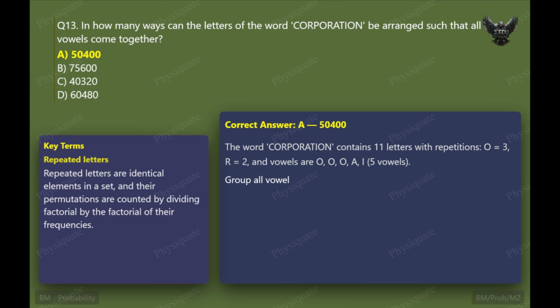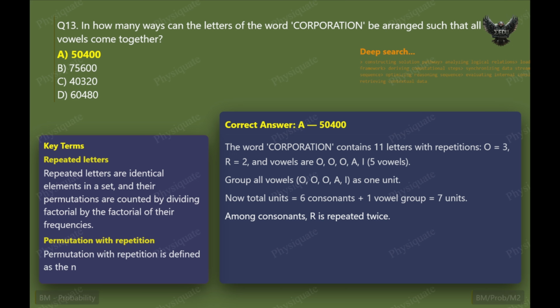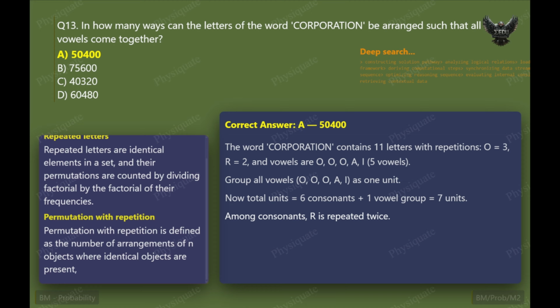Group all vowels, O, I, as one unit. Now total units equals 6 consonants plus 1 vowel group equals 7 units. Among consonants, R is repeated twice. Let us examine permutation with repetition. Permutation with repetition is defined as the number of arrangements of n objects where identical objects are present, given by n factorial divided by factorial of repetitions.